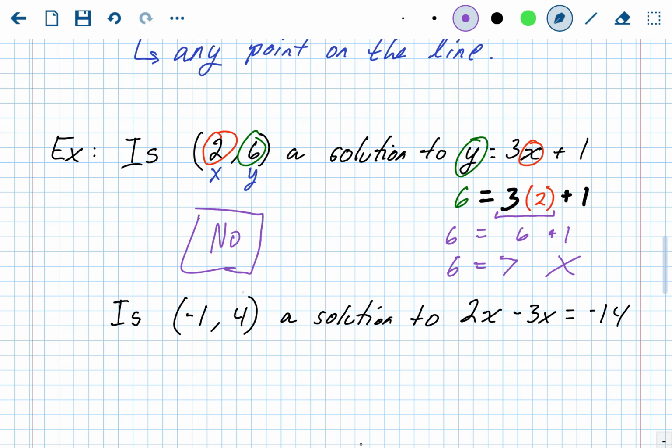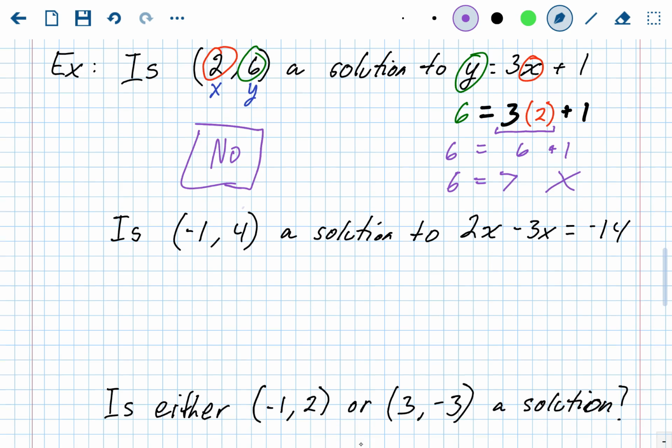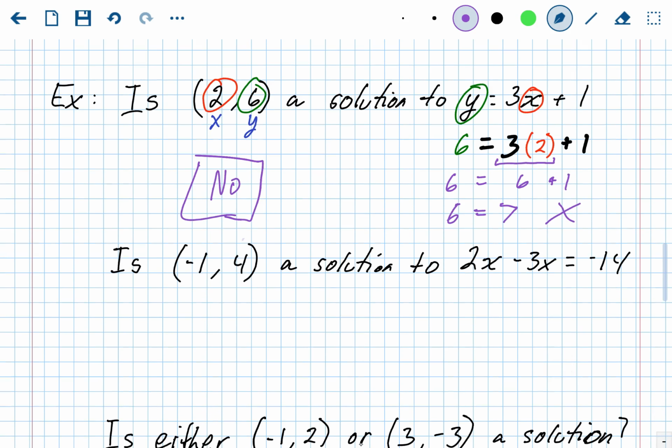Is (-1, 4) a solution to the equation 2x minus 3y equals negative 14? Now again, is this a linear equation? It doesn't look like our parent function. It doesn't look like the previous one. Well, there's not variables multiplied together. There's not exponents on either variable, and there's no variable in the denominator. All of our exponents on the variables are 1, so this is a linear equation. It's just in different form.